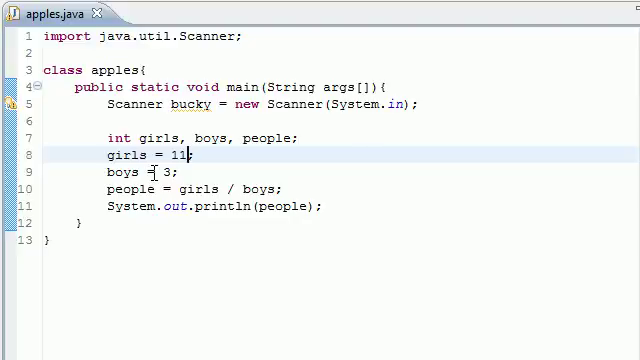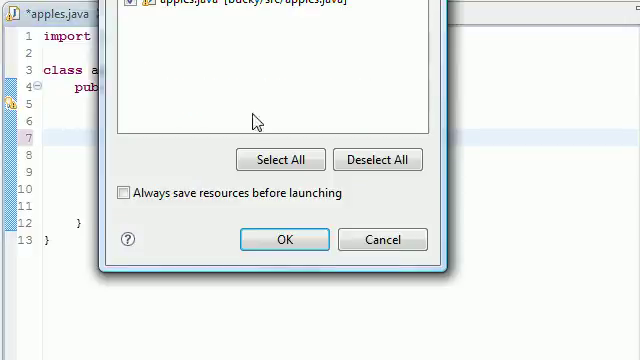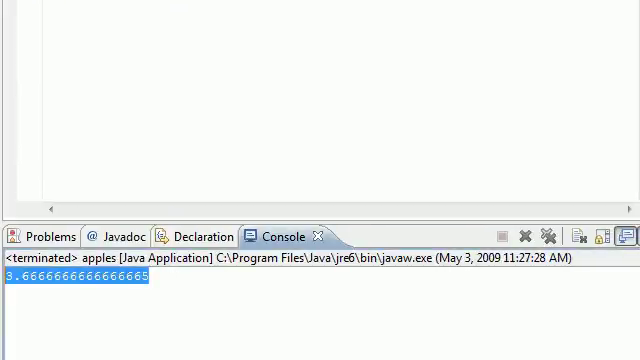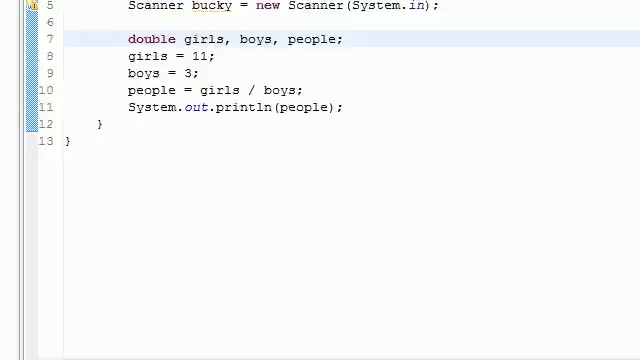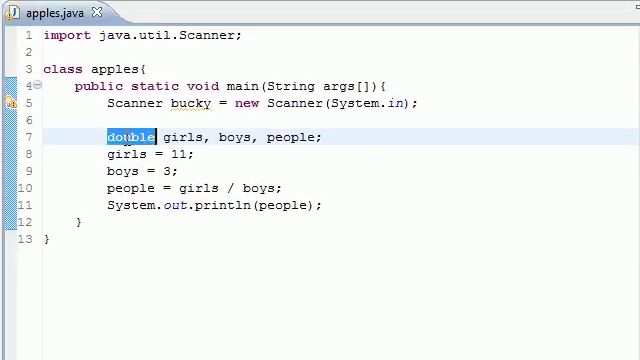Well, Java said, alright, you want to work with ints? Well, ints are whole numbers, so whenever you ask the question in ints, I'm going to give you an int. So if you want to get this number exact, you need to use double. So go ahead and press OK, and there's your answer, 3.66. So that's the difference between int and double. Int gives you whole numbers, and double gives you like a fraction of a number, or numbers with the decimal points.